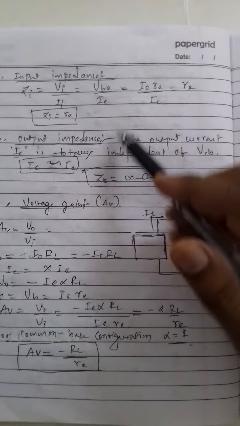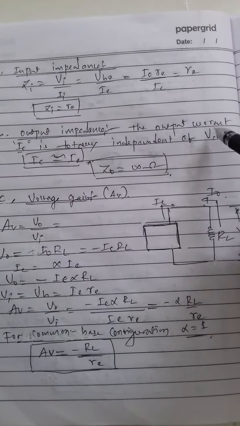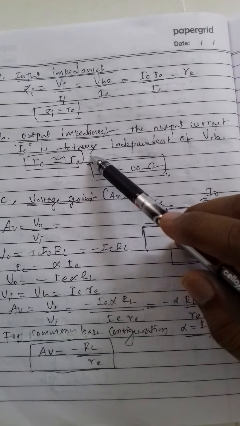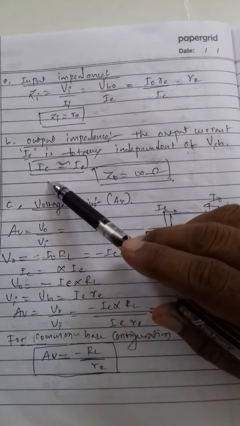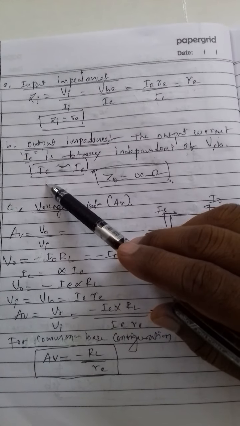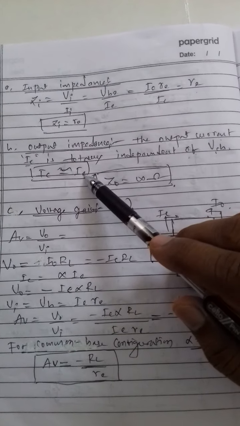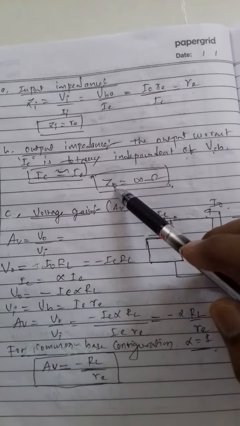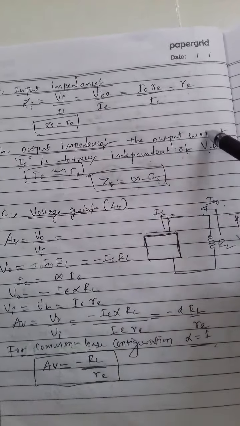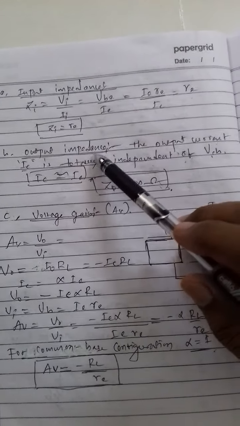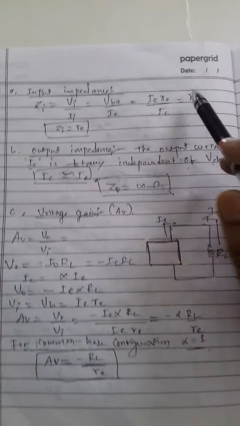Now the output impedance. The output current IC is totally independent of VCB, so the output current IC is approximately equal to the input current IE. For that reason the output impedance is equal to infinity. The output impedance of the common base configuration Zo is equal to infinity ohms.